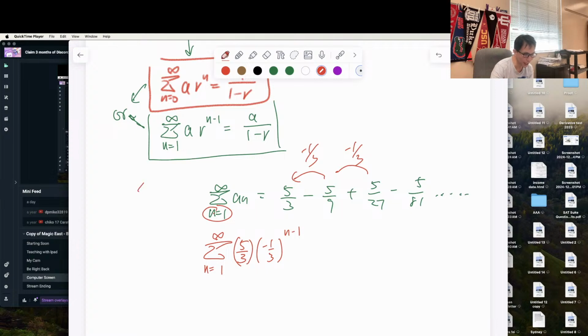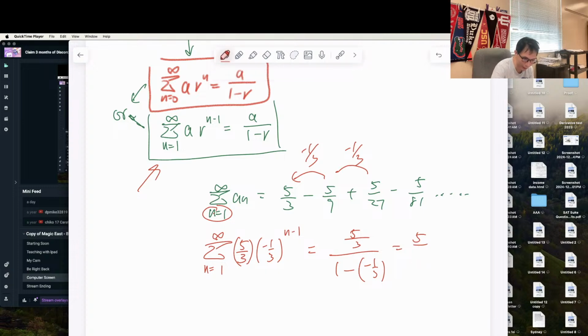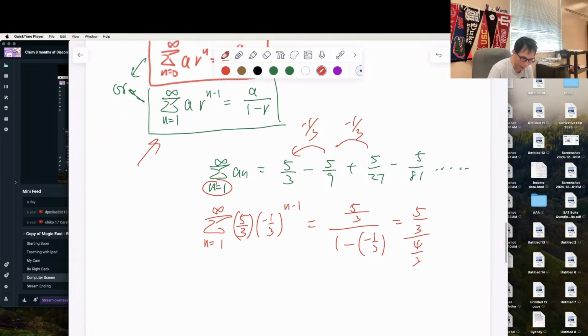Because we use, in the second one, we start n equal to 1. So then you can just say, that's equal to 5 over 1 minus negative 1/3. So that's equal to 5 over 4 over 3. Wait, so I can add 5 over 3. That's equal to 4 over 3. And then this is going to be 5 over 4, and that's the final answer, 5 over 4.